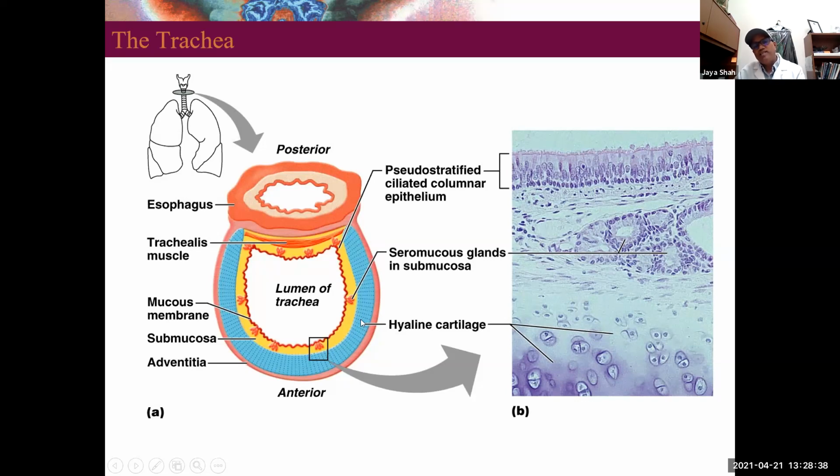You know, all the glands in the body are a continuation of epithelium. That's why you see it is a gland, but its opening is in the lumen. So we call them exocrine glands.